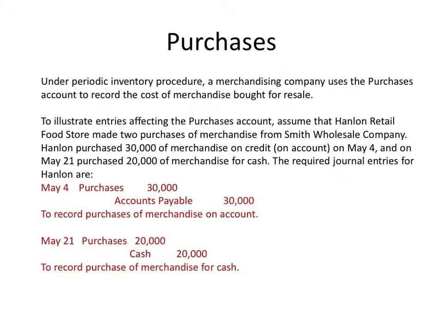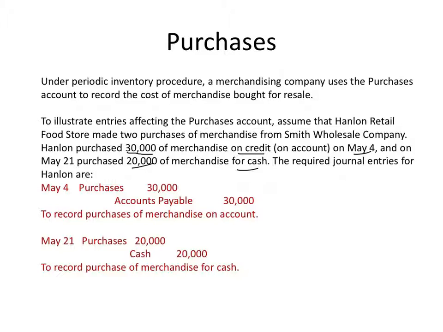In this section now, we're going to look at how we record purchases, purchase returns and allowances, and purchase discounts. We begin with purchases under the periodic system. Assume Handling Retail made two purchases. One, $30,000 on credit. We bought from Smith Wholesale Company on May 4th. And on the 21st, we purchased $20,000 for cash.